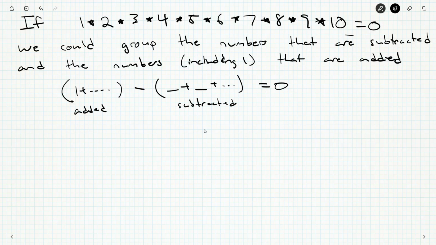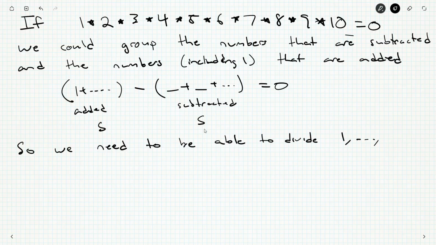But if this is going to be equal to 0, then that means both of these have to add up to the same number. Both have to add up to s, some sum. And you do s minus s equals 0. So we need to be able to divide the numbers from 1 to 10 into two groups that add to the same number.